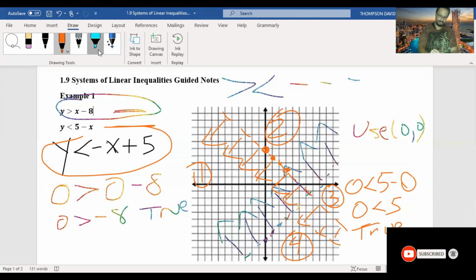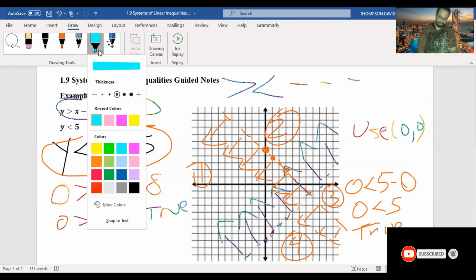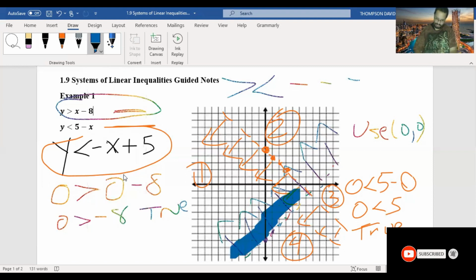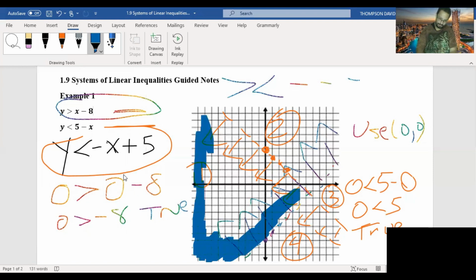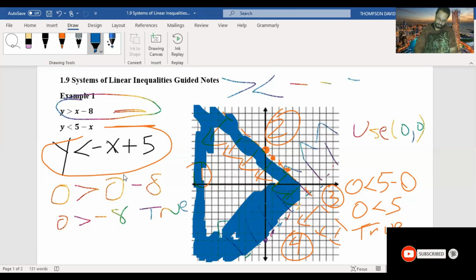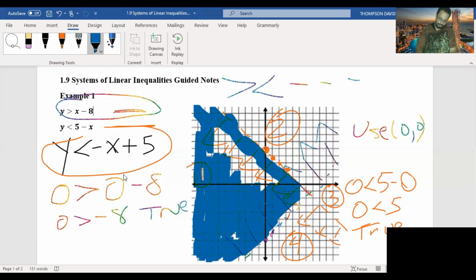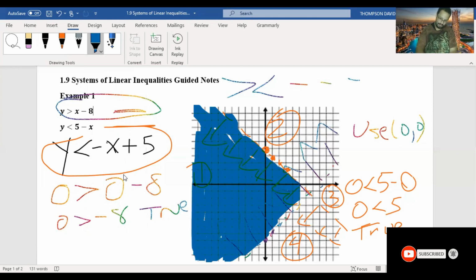So that's the section I want to shade, and I'm going to grab a highlighter and shade that. Let's shade it in blue. And once I'm done shading, I am done this problem. Okay, so region 1 is the region I want to shade, and I am done solving this system of inequalities.